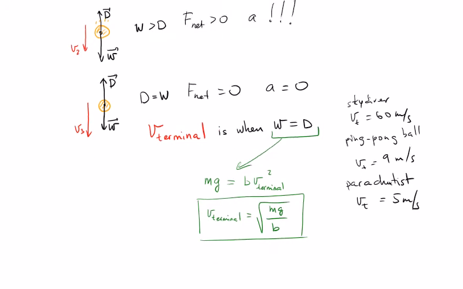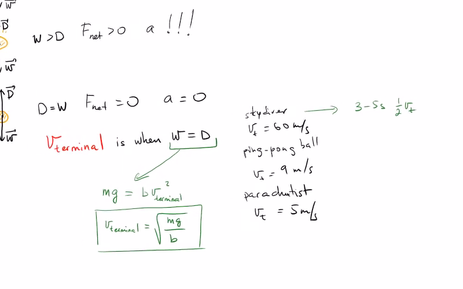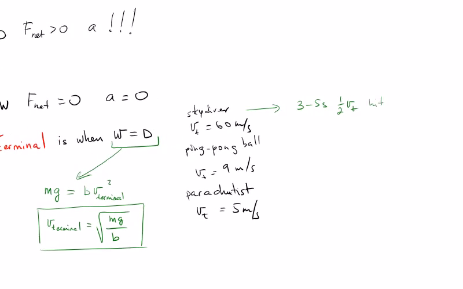As an example, our skydiver who has not yet opened his parachute reaches a speed which is half of the terminal speed in only 3 to 5 seconds. 3 to 5 seconds, half of the terminal speed. And he hits terminal speed after 15 to 20 seconds.